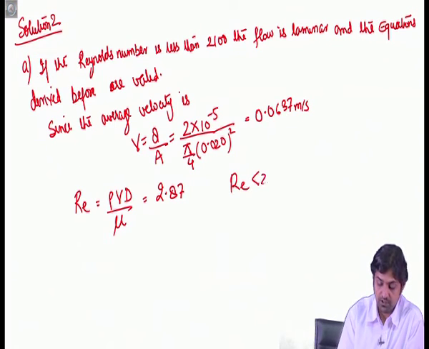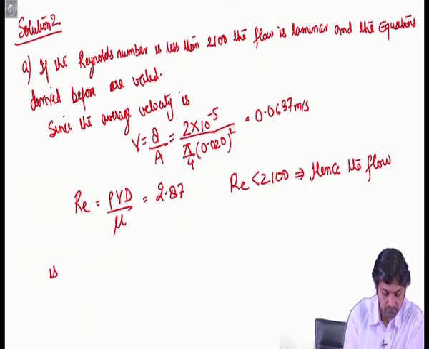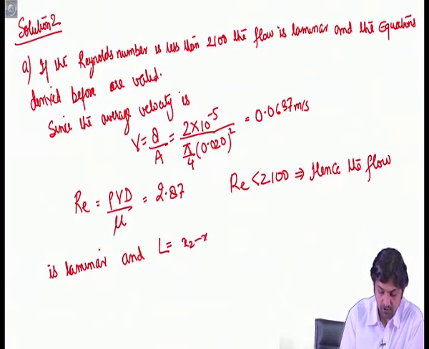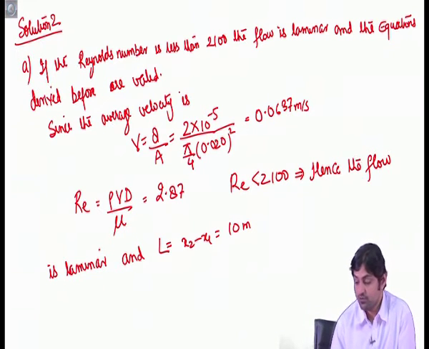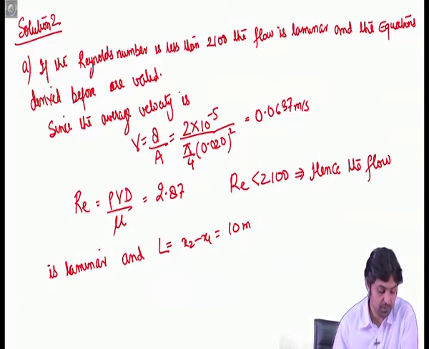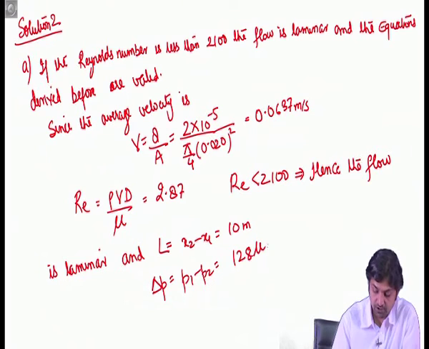This Reynolds number is less than 2100, which implies the flow is laminar, and L is equal to x2 minus x1 is equal to 10 meter. So first we found the velocity, then checked using the Reynolds number whether it is laminar or not. Yes, it was laminar, and the pressure drop is P1 minus P2 is equal to 128 using Poiseuille's law.